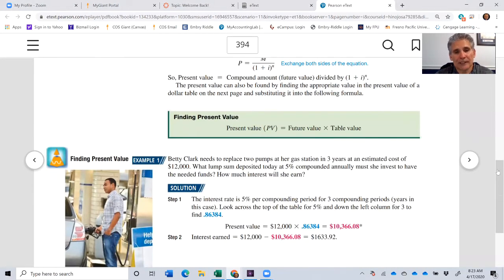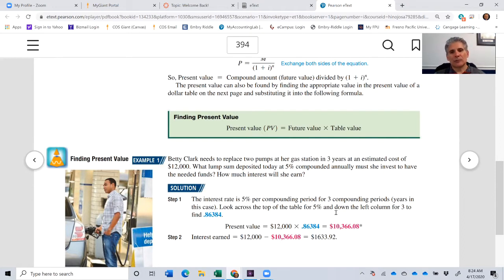But lo and behold, just like we learned in the previous chapter, in many cases we prefer to use tables. And the trick to doing this is just like what we learned as well: we need to know the compounding interest rate and the number of periods that are going to be in play, okay? So let's look at the specific example here.